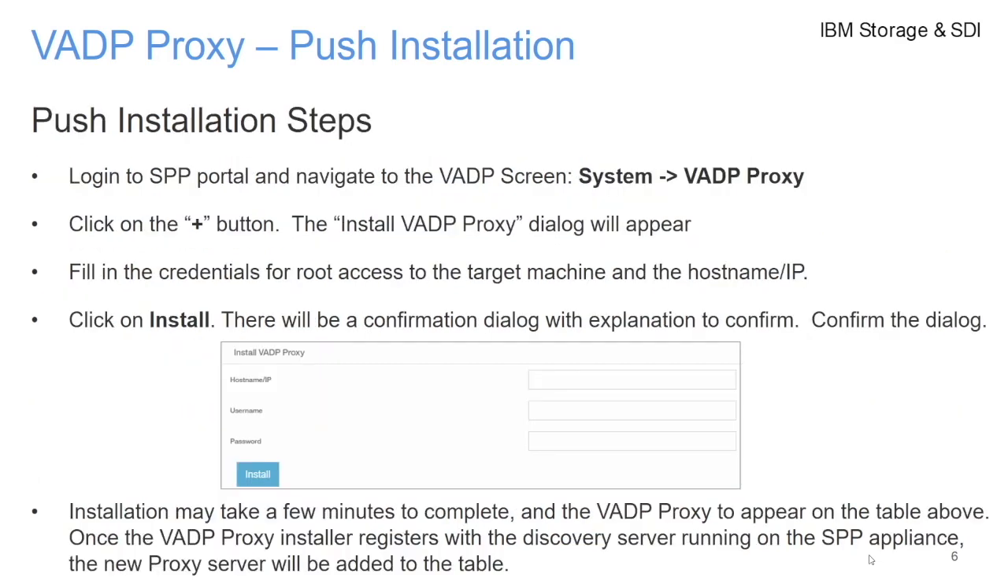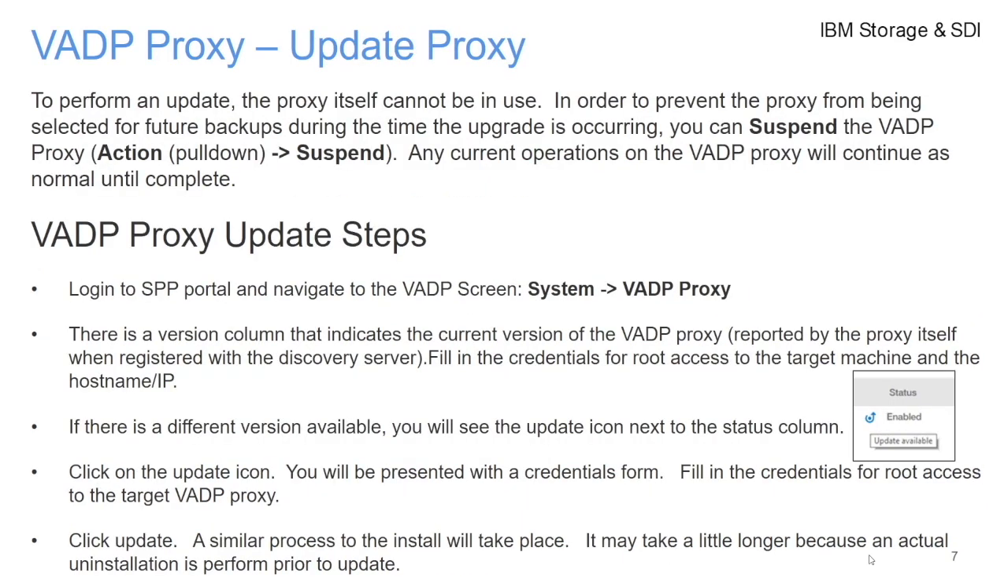Now, how do we do the post installation? I'm going to go through this step really quick and then demonstrate that to you using our portal. You can again navigate to the VADP screen. You go to the system, select VADP Proxy, and click on the plus button. The install VADP Proxy dialog will appear, and then you can fill in the right credentials in order to do that installation.